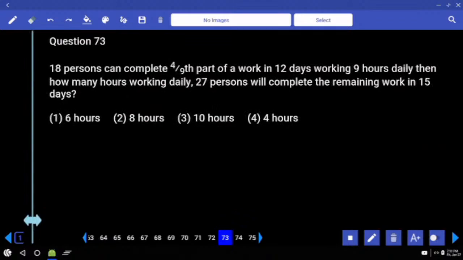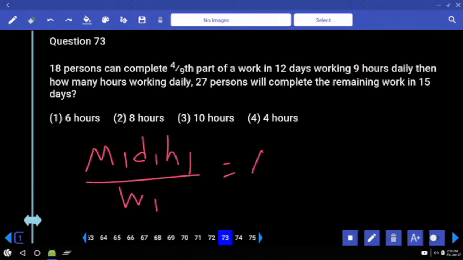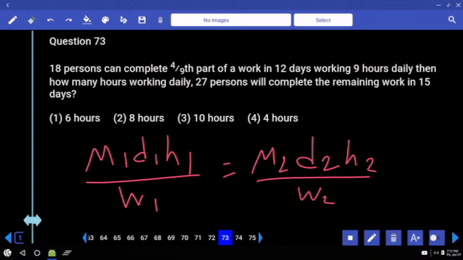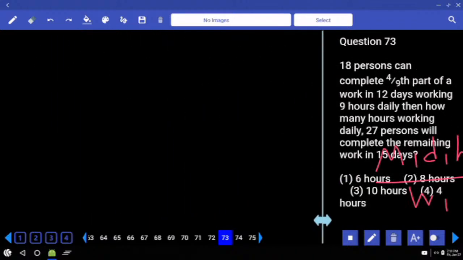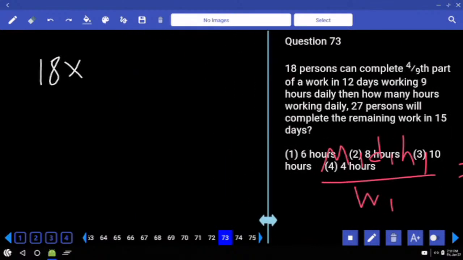Okay, 18 persons can complete 4/9 of work in 12 days, working 9 hours daily. Then how many hours working daily will 27 persons need to complete the remaining work in 15 days? You know the formula, M1 D1 H1 by W1 equal to M2 D2 H2 by W2, where M is number of men, D is number of days, H is number of hours and W is work. In the first case, the number of men is 18, days 12, and work is 4/9.